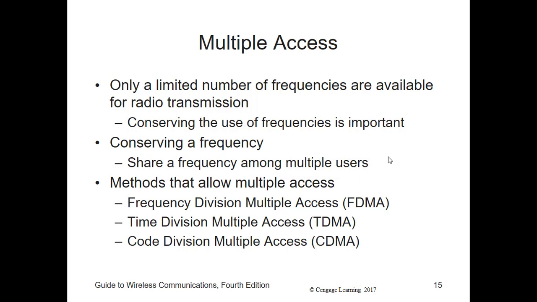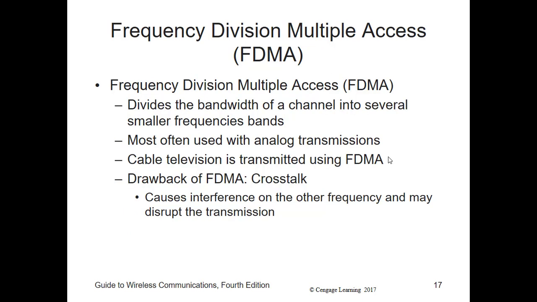Now, several methods allow multiple access. The most significant in terms of wireless communication are frequency division multiple access, time division multiple access, and code division multiple access. If we were to take a closer look at frequency division multiple access, it divides the bandwidth of a frequency channel. Okay, so we have a range of frequencies. It takes these into several smaller frequencies. These are narrower ranges of frequencies or channels.